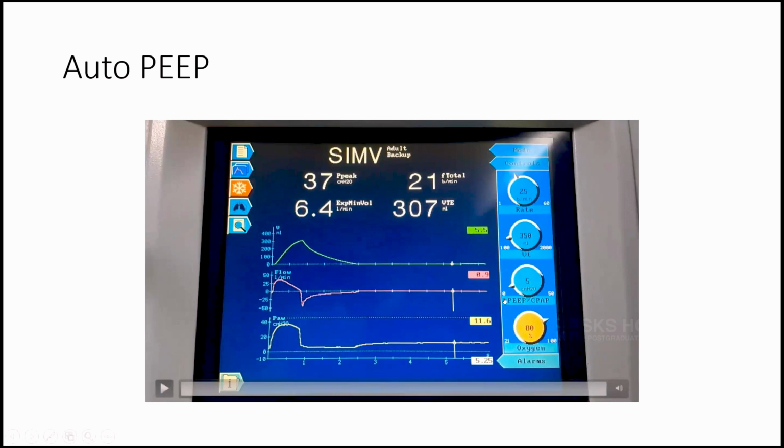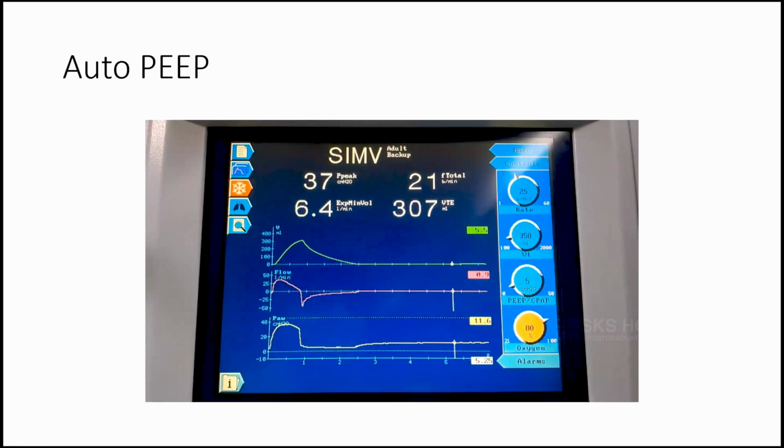Now, if I set my pressure trigger at 2 centimeters, my PEEP is 5. So normally the ventilator will get triggered when the pressure drops down to 3 centimeters. So from 5 centimeters, when the pressure drops down by 2 centimeters to 3 centimeters, the ventilator will get triggered.